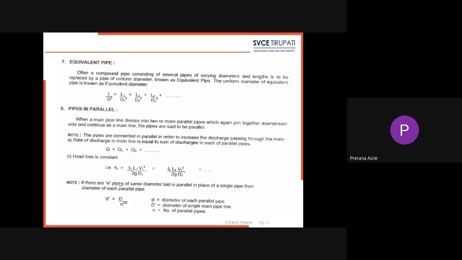And here we have to remember one thing, that if there are n pipes of the same diameter laid in parallel in place of a single pipe, then the diameter of each parallel pipe can be calculated by using the formula, that is small d equals capital D by n power 2 by 5. Here small d is the diameter of each parallel pipe, capital D is the diameter of the single main pipeline, and n is the number of parallel pipes.